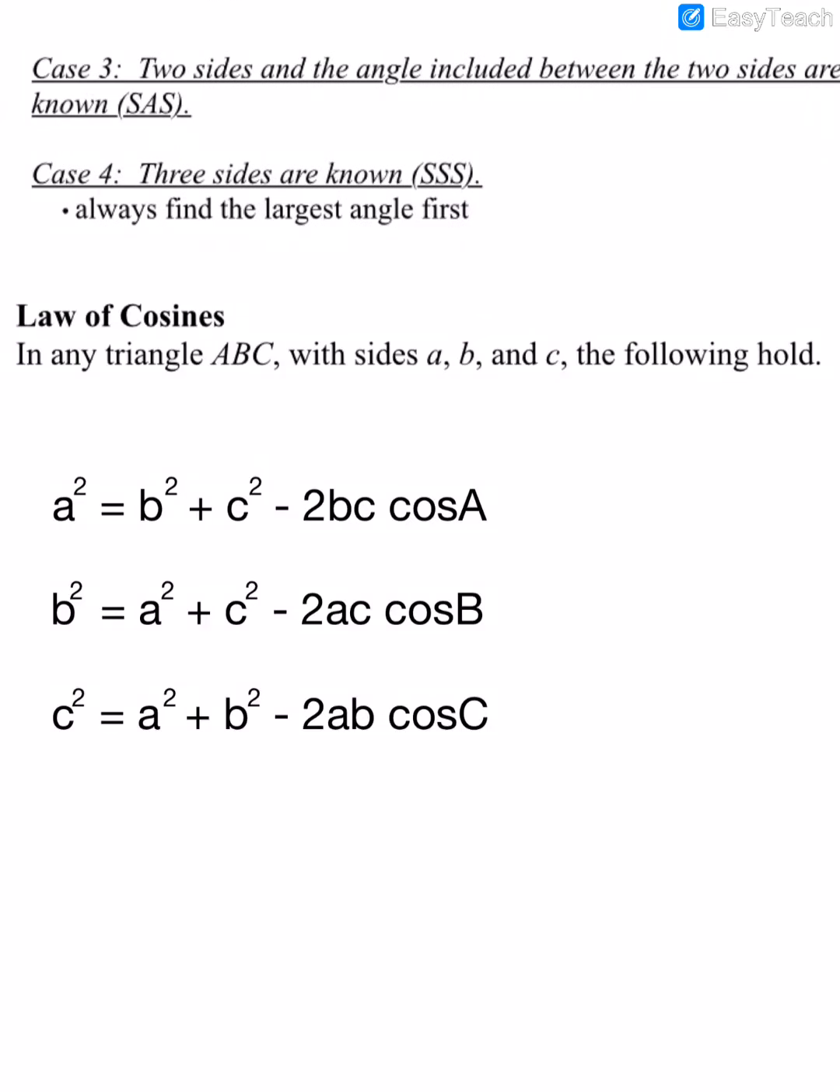So this is the law of cosines. In any triangle ABC with sides A, B, and C, the following hold. All of these are the same formula. We're just using different letters depending on what angle we're looking for or what angle we're given.